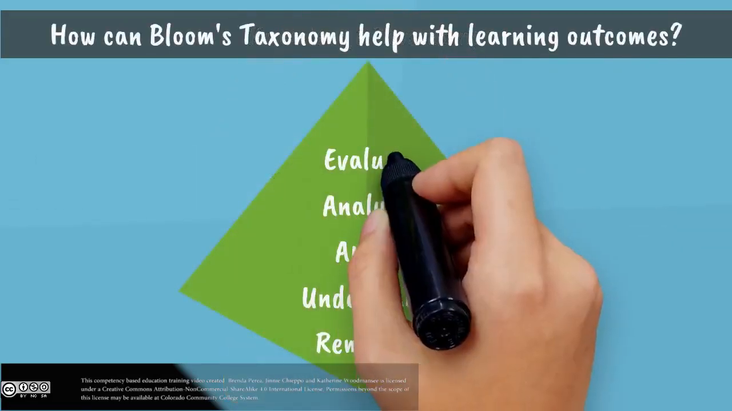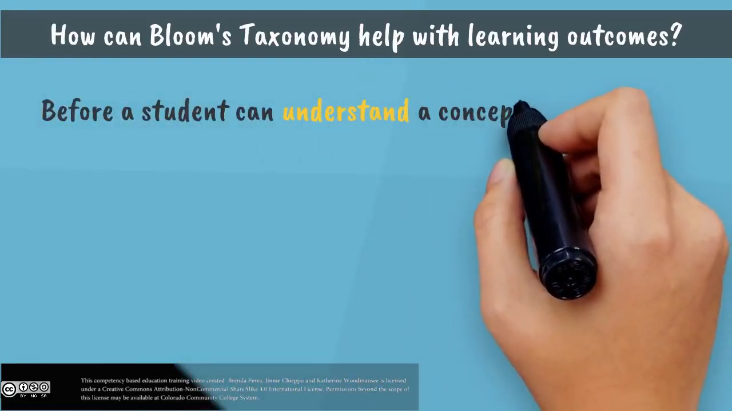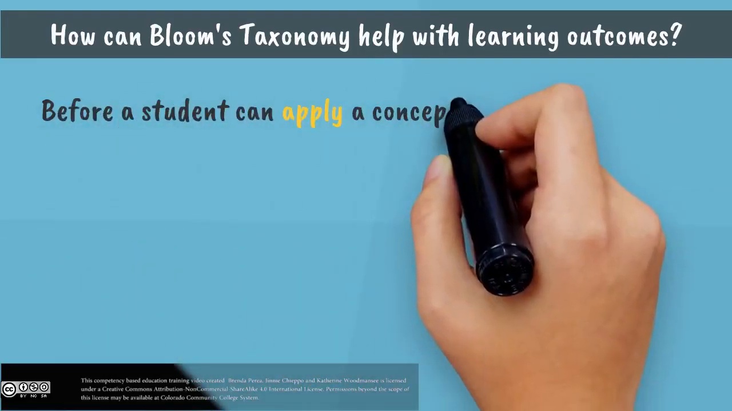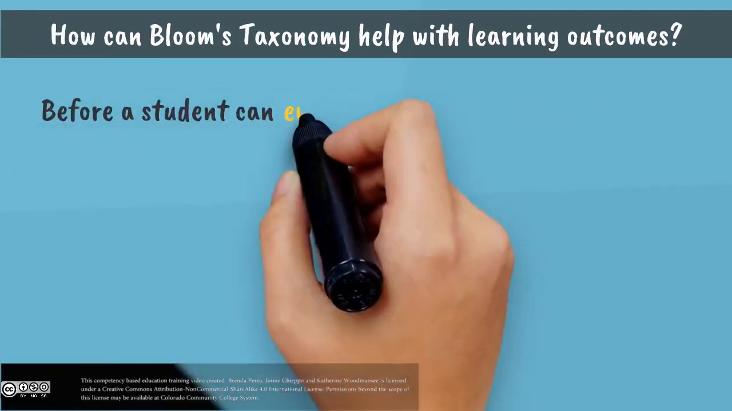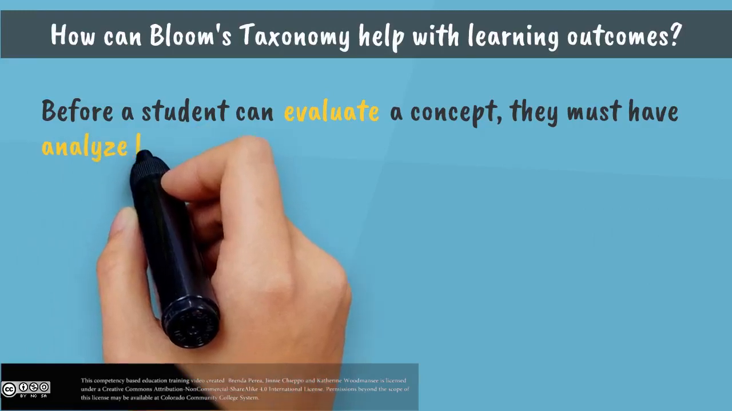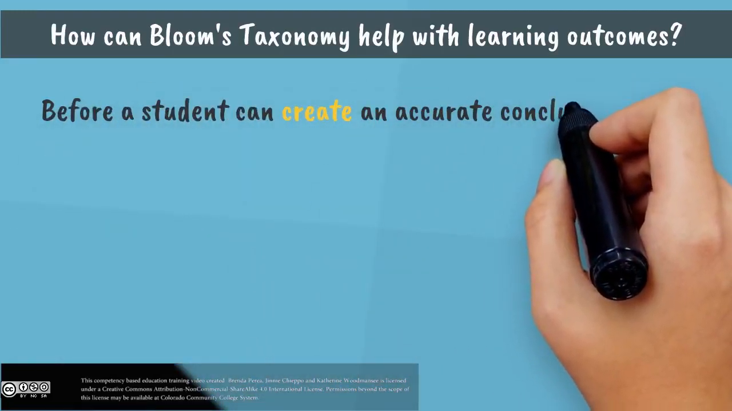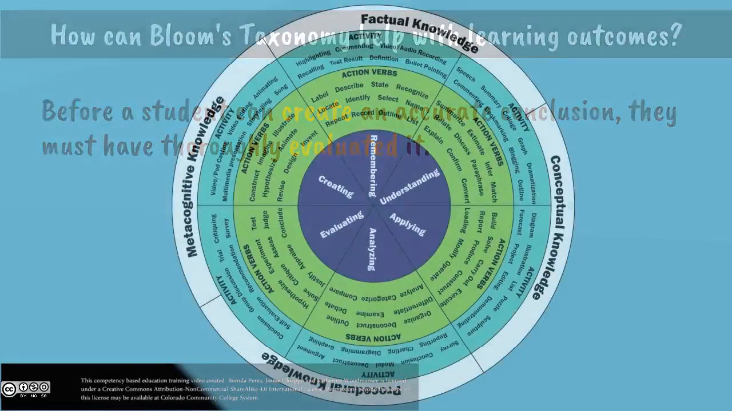So how can Bloom's taxonomy help you create learning outcomes? As we discussed previously in the video, the hierarchical nature of Bloom's taxonomy lends itself to how a student learns. Before they can understand a concept, they need to remember it. Before they can apply a concept, they must first understand it. Before a student can evaluate a concept, they must have analyzed it. And to be able to create an accurate conclusion, they must have thoroughly evaluated it.